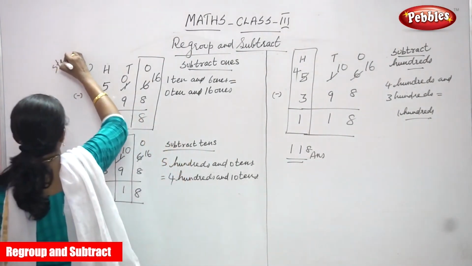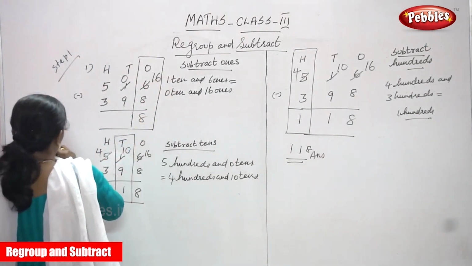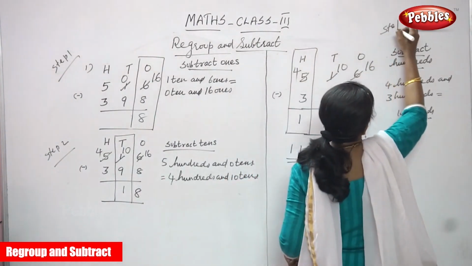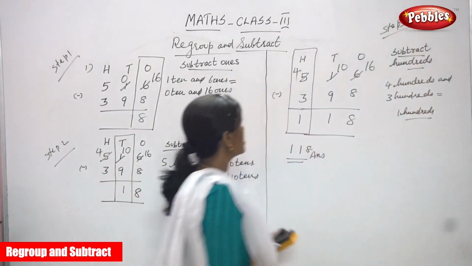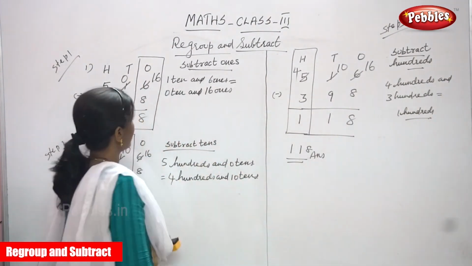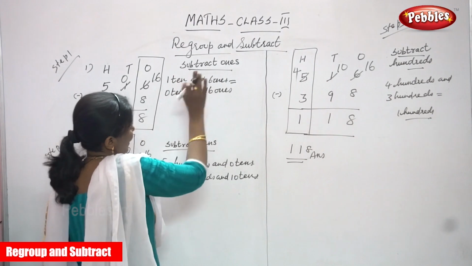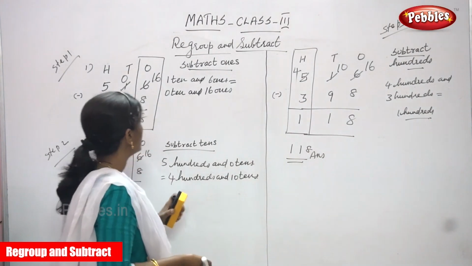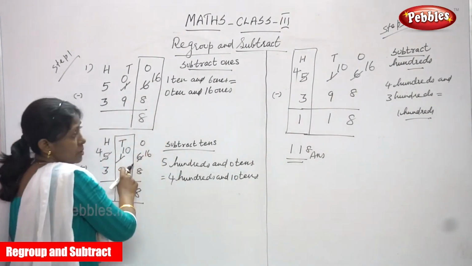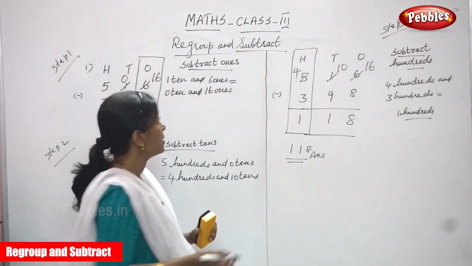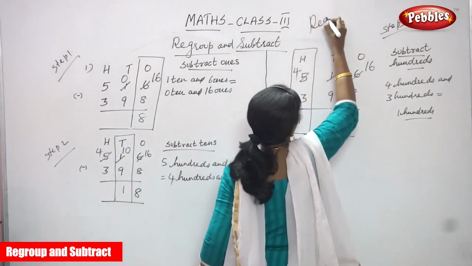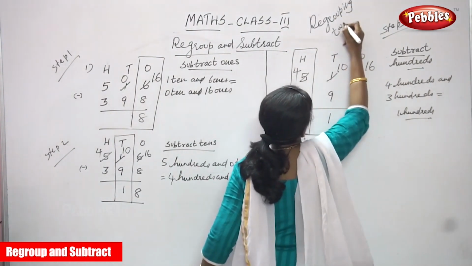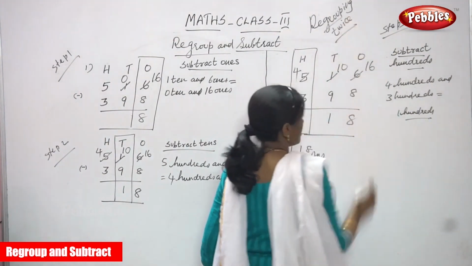This is step 1, subtract ones, and step 2 is subtract tens, and step 3 is subtract hundreds. So each and every digit individually we have done it. So this is regroup and subtract. Otherwise we are saying regrouping twice, because 2 times we have to regroup: ones place also regrouping and tens place also regrouping. That is regrouping twice.